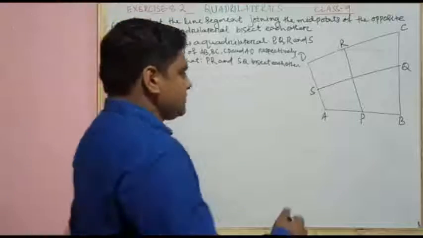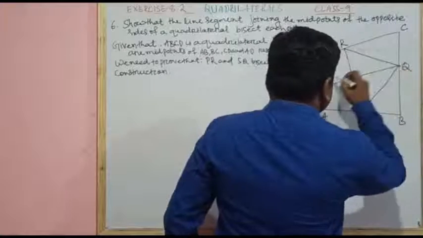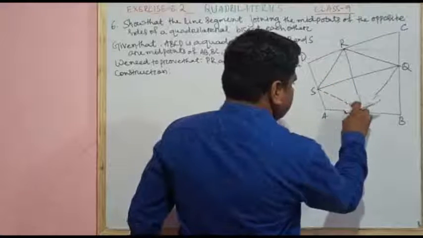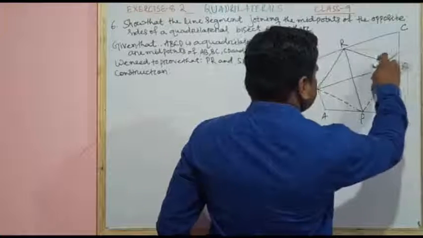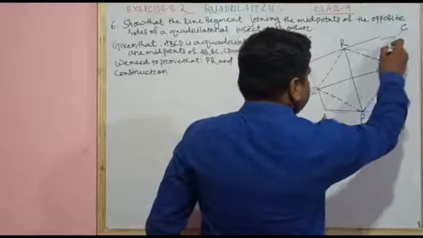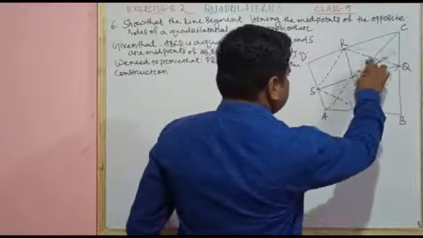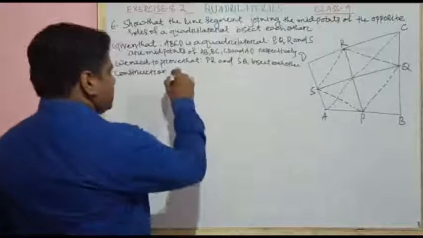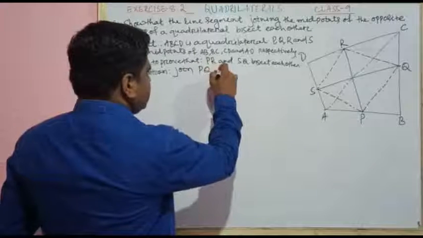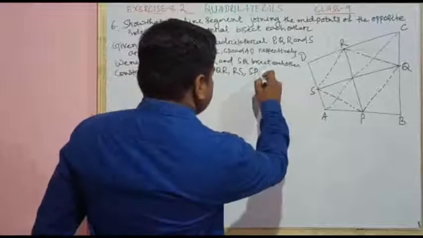For this purpose, we need some construction, that is, join PQ, QR, RS and SP. Let's make it like this. And also we have to join AC. So construction: join PQ, QR, RS and SP, and also AC.